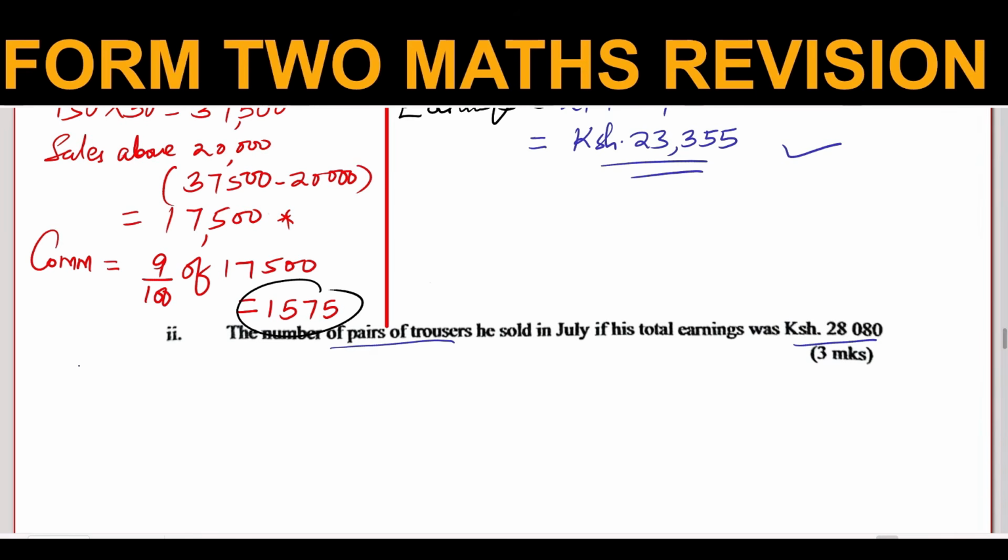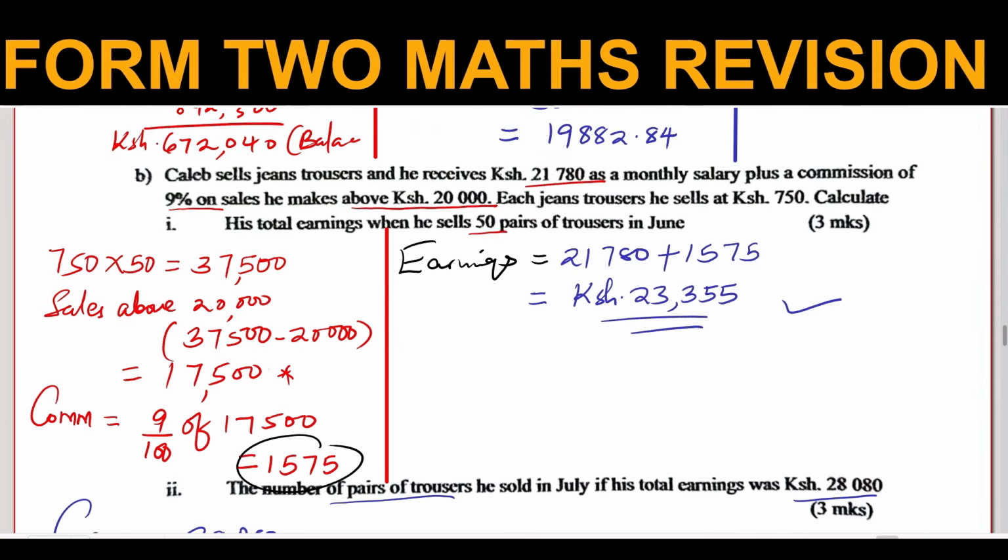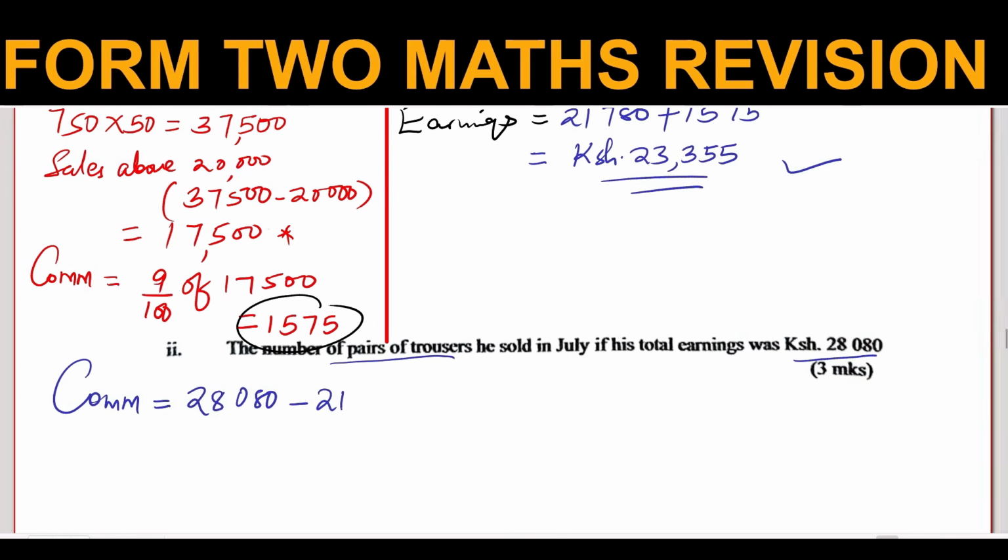So to get the commission, we take this amount, which is 28,080, because this amount is inclusive of the salary and the commission. So when you take that amount and you subtract the monthly salary, which is 21,780, this will give the commission. So we get the commission as 6,300.